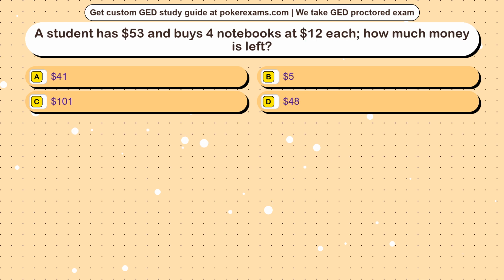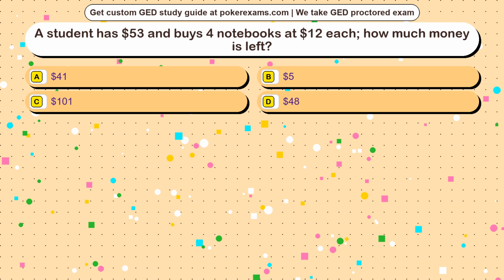Question 22. A student has $53 and buys 4 notebooks at $12 each. How much money is left? Option A, $41. Option B, $5. Option C, $101. Option D, $48.